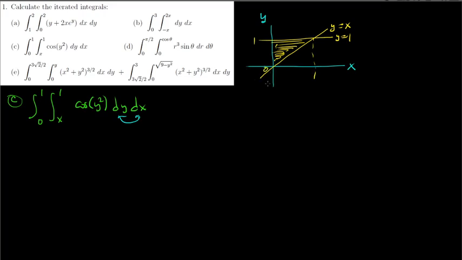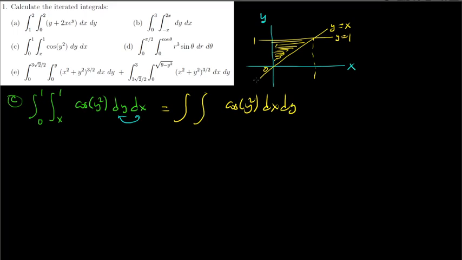So we're going from y equals x to y equals 1. Looks like this triangle here, right? And x is going from 0 to 1. So this is 0. So if we want to go x first and then y, that should not be too bad.